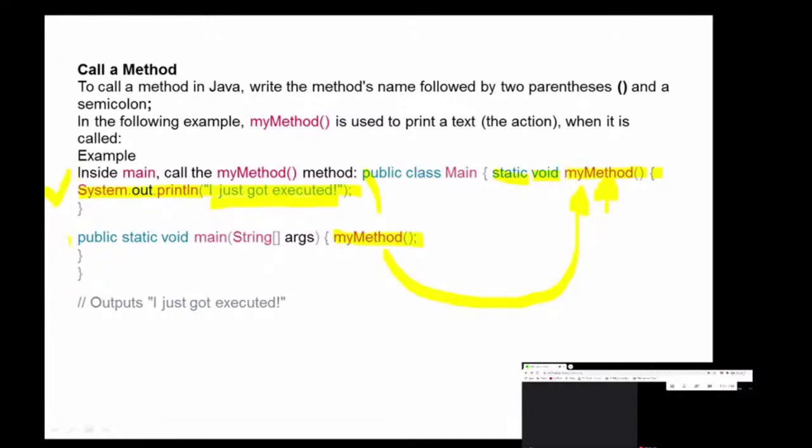So kung tan-aw ninyo ang inyong main method, mao lang ni siya ang sulod, di ba? So though kini lang ang iyang sulod sa inyong main method, ang output niya is I just got executed, because there is something inside the my method, and that is defined in this portion. This is what we call the method definition.